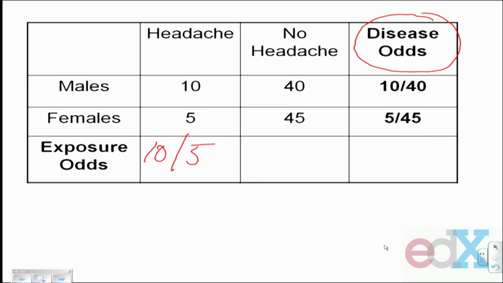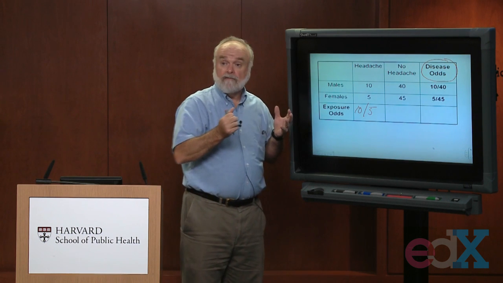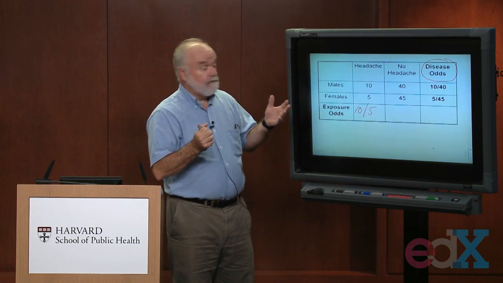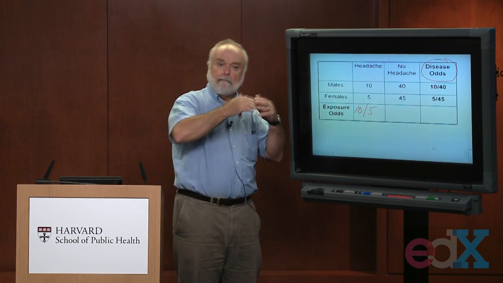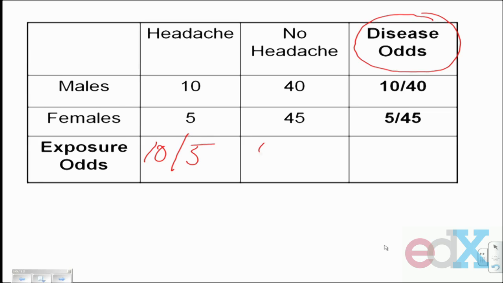Among the people who didn't get headaches, there were a grand total of 85 people. 40 of them were men, 45 of them were women. What's the odds of being a male among them? It would be 40 divided by 45. So notice the odds of being a male are different from the odds of developing the headaches. The odds themselves are different.